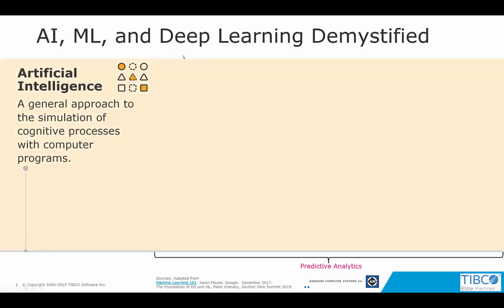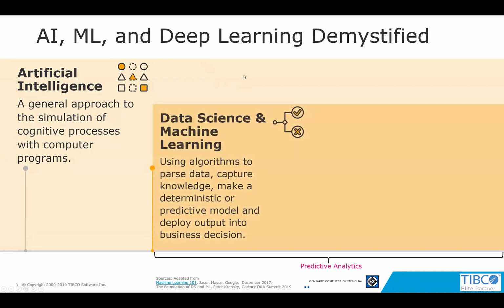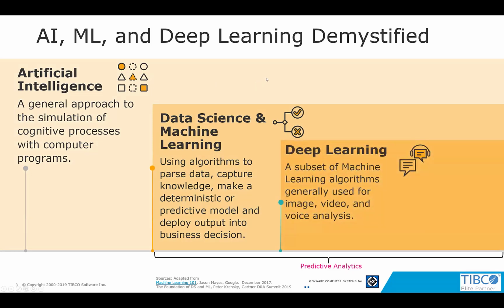So a little bit about AI, ML, and deep learning. Artificial intelligence is a general approach to the simulation of cognitive processes. Data science and machine learning is using algorithms, which we just discussed, to parse the data, capture knowledge, and make some sort of a prediction, possibly building a predictive model and then deploying that model to make business decisions based on the outputs. And then finally, some of you may have heard this notion of deep learning, which is a subset of machine learning, and it's generally used for images, videos, and voice analysis or analytics.